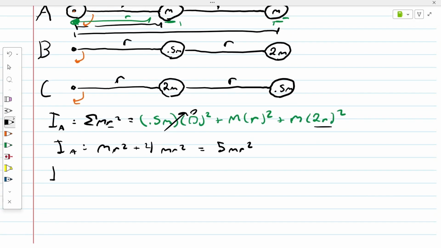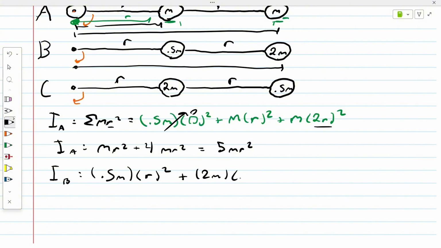So IB is going to be the same thing. We can sum them up. Now there's no masses on this axis, and we know even if there was, it wouldn't matter. So we can just start on this first ball right here, which has a mass of 0.5 m. And the radius is just r. And then we square that, and then we add the second one, which is a mass of 2m times the radius of 2r, because again it's rotating around this axis, so we need this entire distance. So this will be 2r squared.